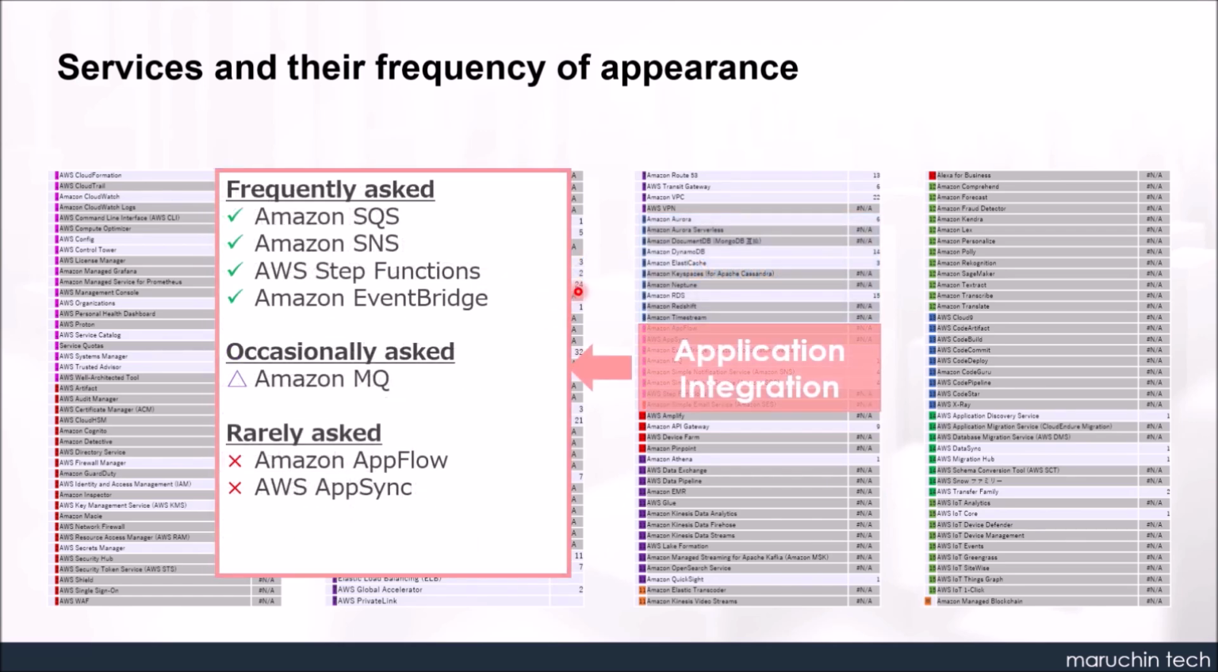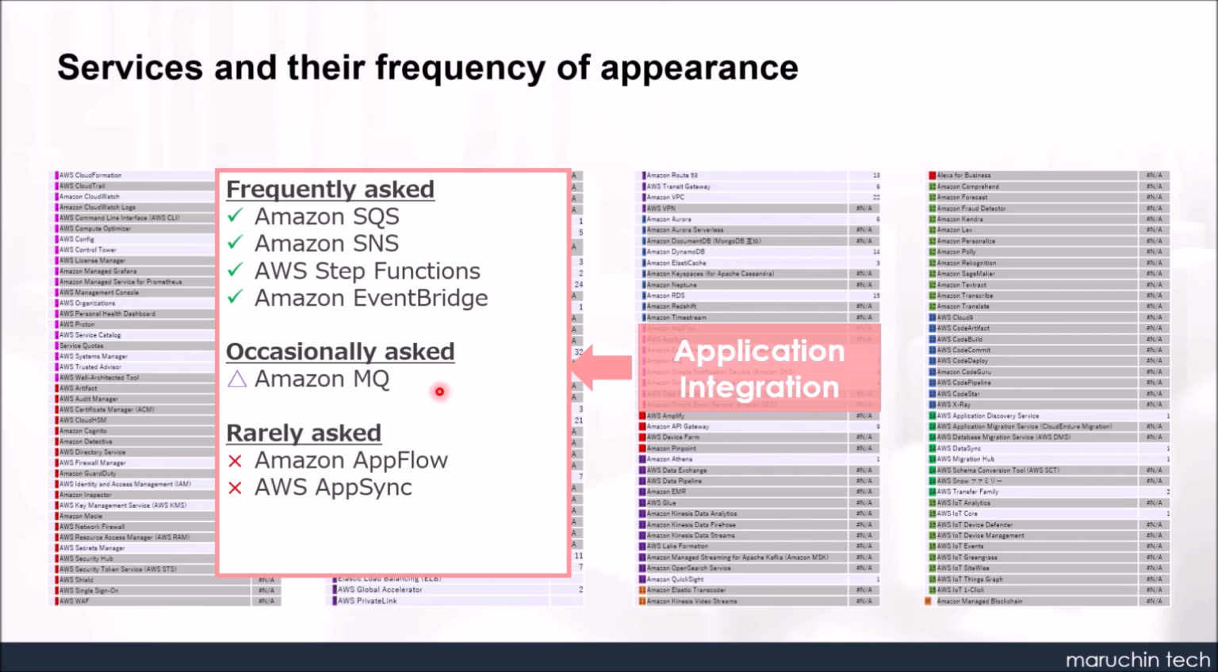In the application integration category, SQS, Step Functions, and EventBridge are frequently tested. In particular, SQS and EventBridge are often tested in combination with Lambda as part of event-driven architecture scenarios. Additionally, SQS is also tested on queue management such as dead letter queues, so it's important to understand the basic features of SQS.